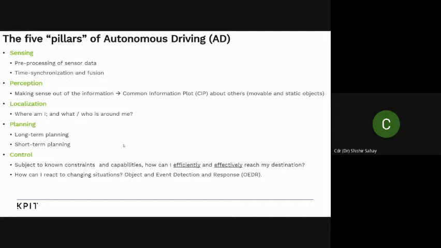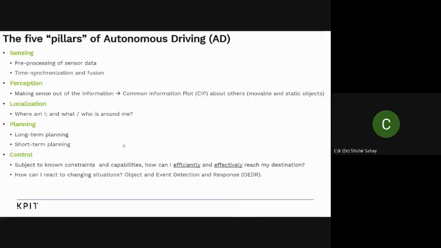Localization: where am I and who or what is around me? Planning: you have a long-term plan. I want to go from Pune to South Bombay. What is the road I will take? Whether I will go by the expressway or by the old Bombay-Pune highway. Then short-term planning: there are these 2-3 cars in front of me. Is there a possibility for me to overtake and go? I can see the roadside over there, I can see the central divider over there. Is there a possibility for me to take a sharp left turn? So long-term planning, short-term planning, you exactly do that.